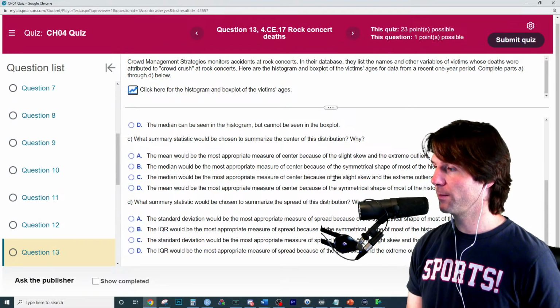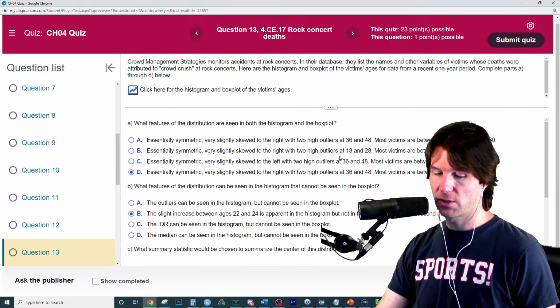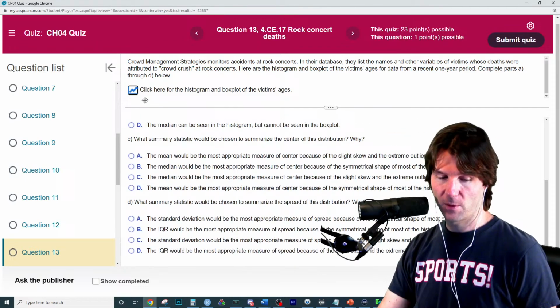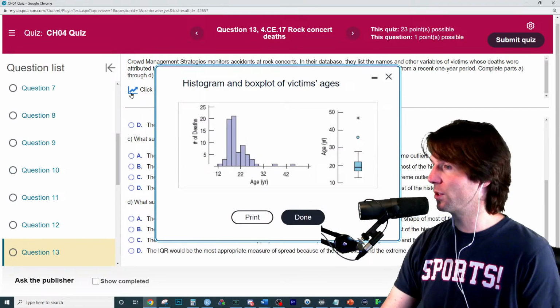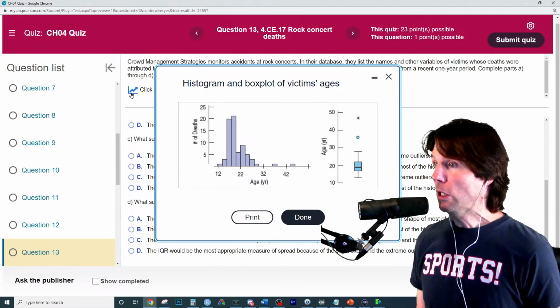It's skewed. I'm just going to look for one word. What's the best center? It's skewed. Just don't even worry about the question answers. It's skewed. What's the best center?